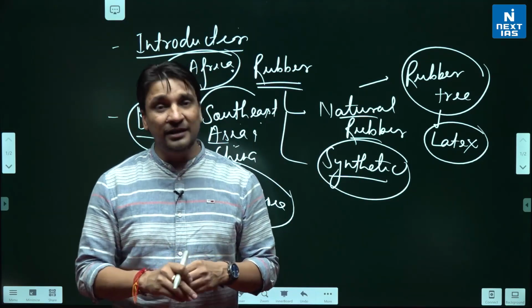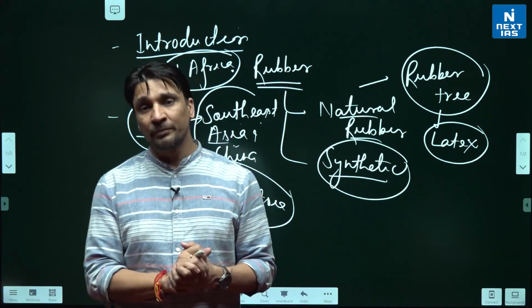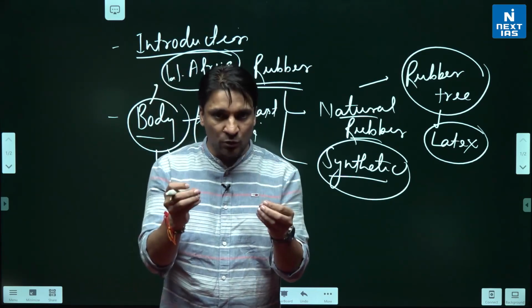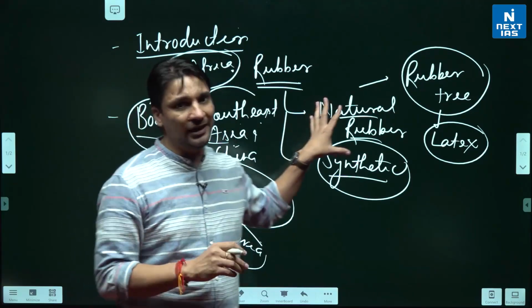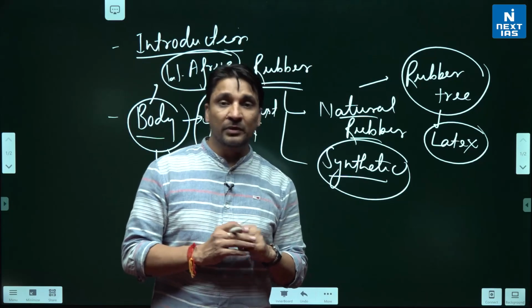Similarly, the volatile organic compounds and harmful gases like SO2, NO2, when released into the atmosphere, cause air pollution and negatively impact human health. That's one of the impacts of these rubber producing units.